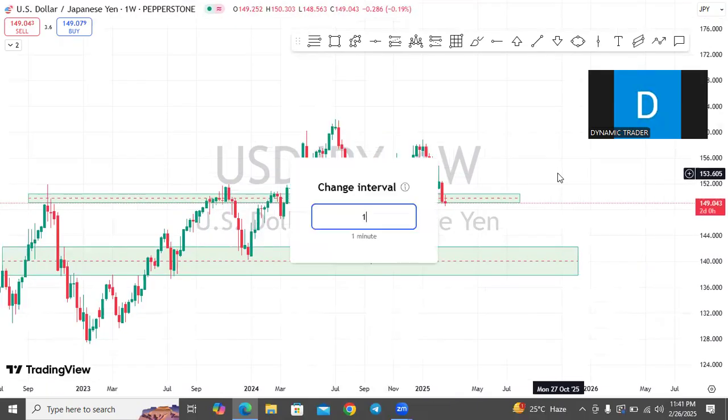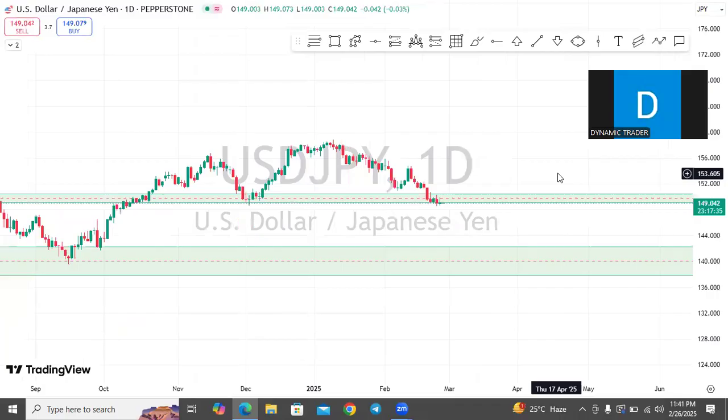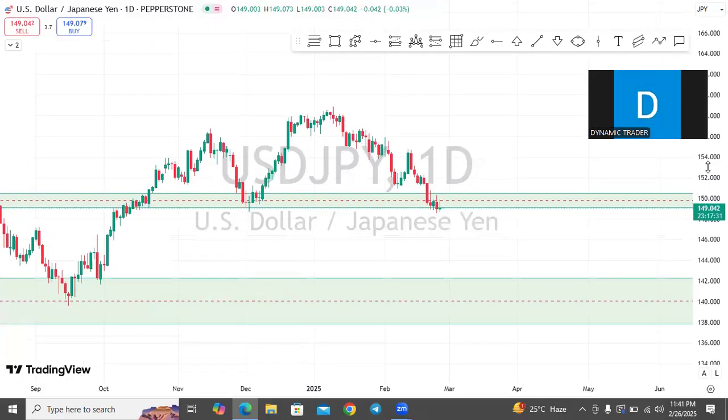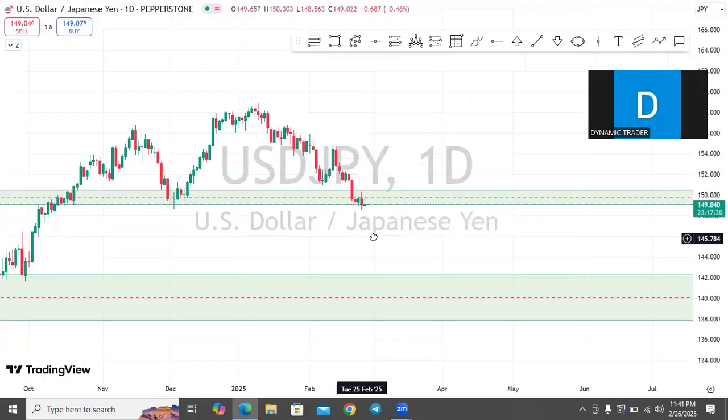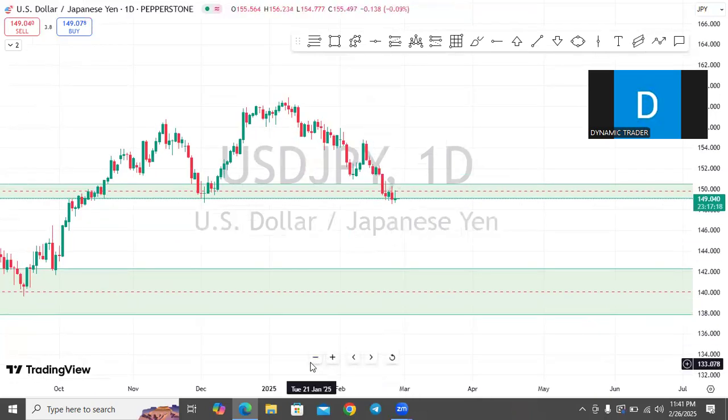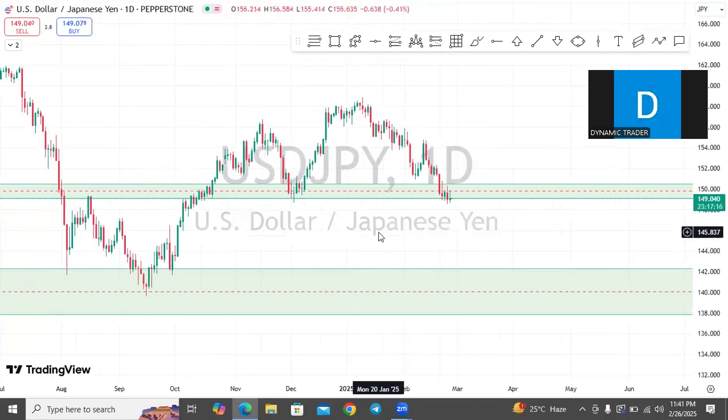So let's go to the daily. You can see this is top-down analysis from the monthly, weekly, then daily. Now, on the daily, what do we see? This is the resistance. The market broke, made a retest, and this is where we are. All right. This is where we are right now on the daily.